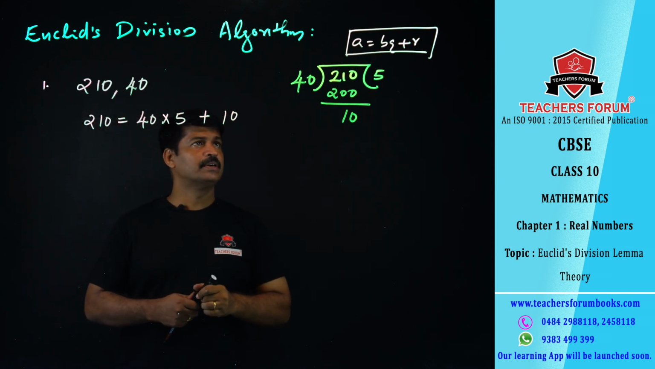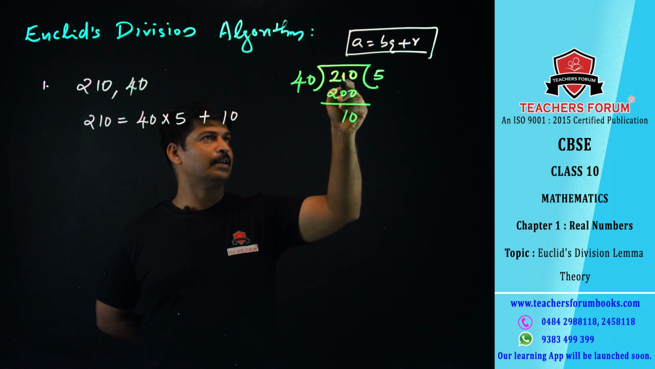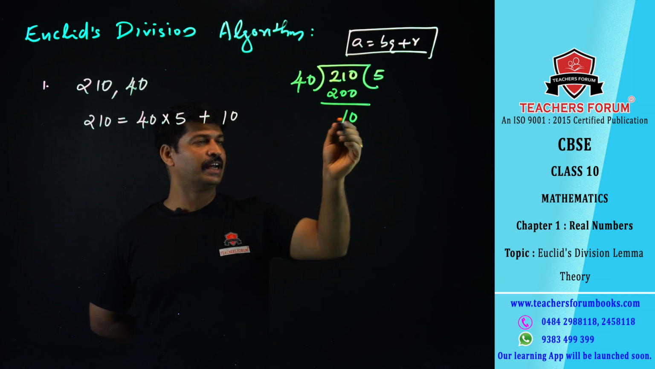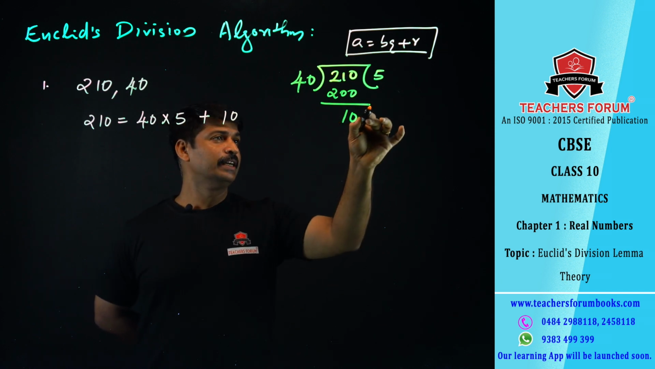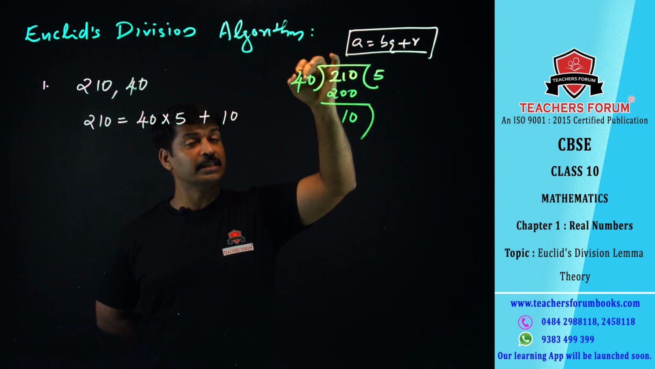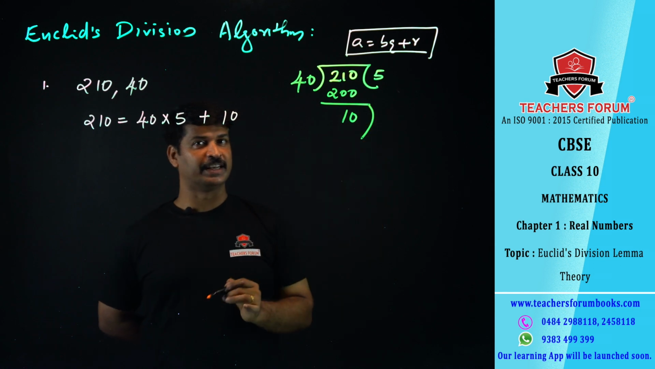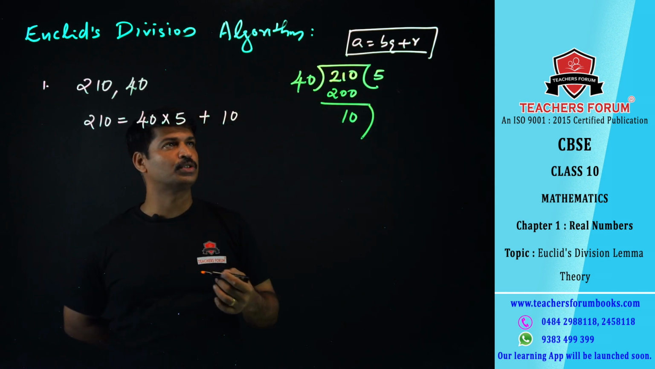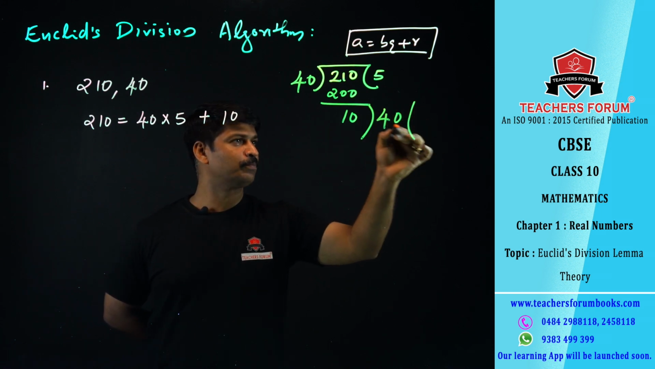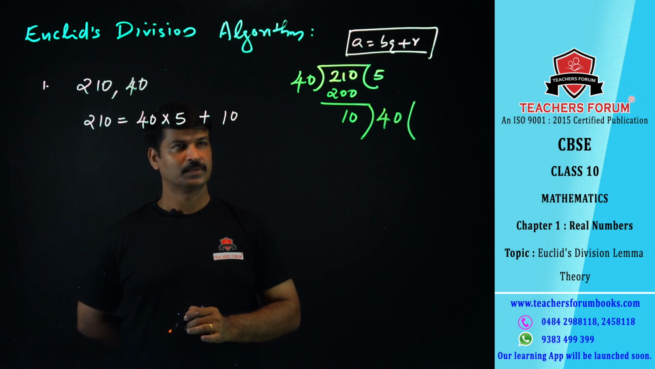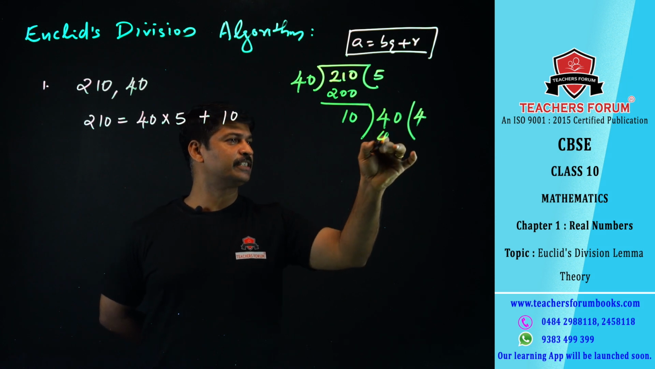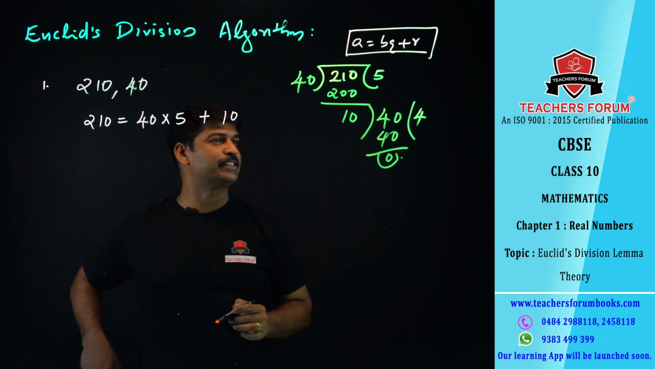Now in the next step, here we have divided 210 by 40, you get 5 as quotient and 10 as remainder. Now the remainder becomes the divisor and the 40, the divisor, becomes the dividend. It will be clear to you after doing 2-3 problems. Now let us divide 40 by 10. 10 goes 4 times in 40. 4 tens are 40. You will be getting 0 as a remainder.